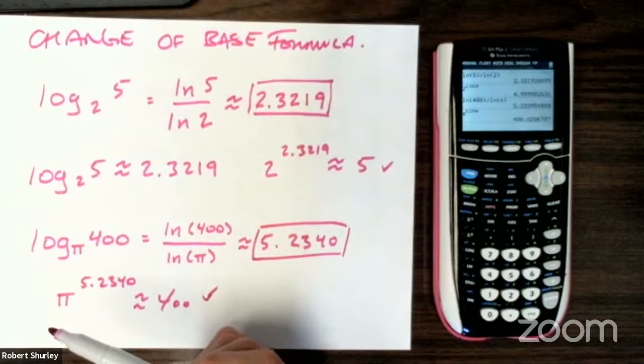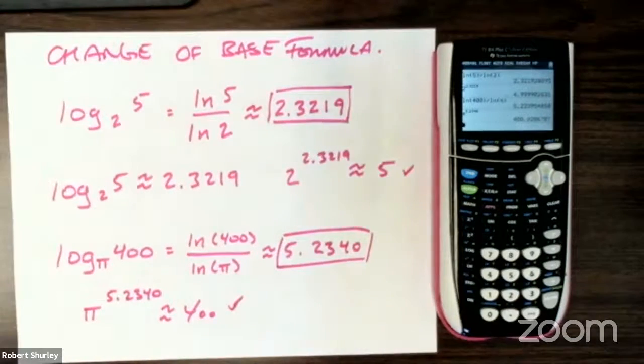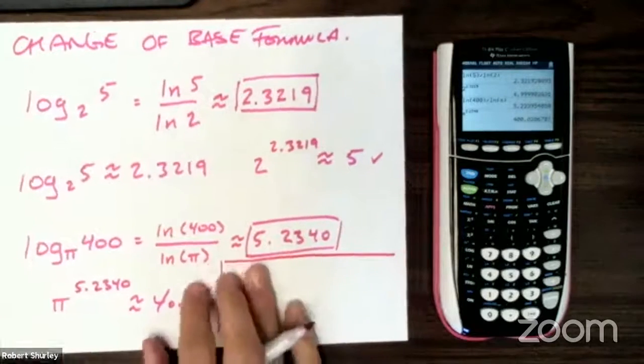We'll use this when we're solving. If we want to get an approximate value when we're solving, we're just going to pop it into this change of base formula. Okay, some textbooks or some calculators have it built in already. That's fine, but a lot don't. That's why I'm going over it.